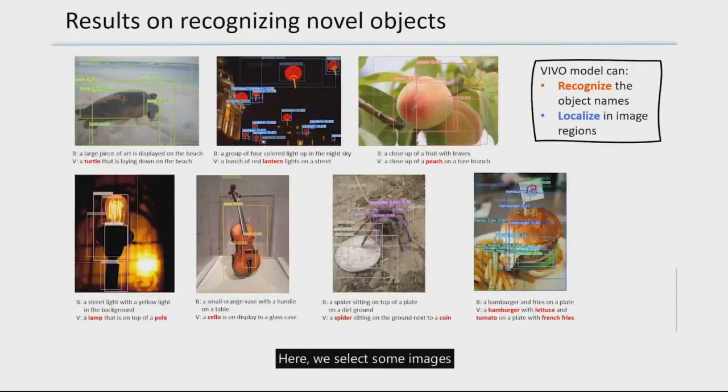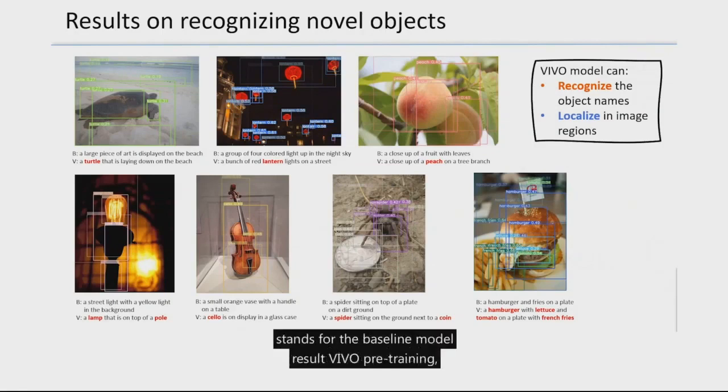Here, we select some images containing novel objects and visualize the caption results. In the figures, the B stands for the baseline model without VIVO pre-training, and V stands for our proposed model with VIVO pre-training. The novel object is colored in red in the captions, and it is clear that the VIVO pre-trained model is more capable of recognizing novel objects.